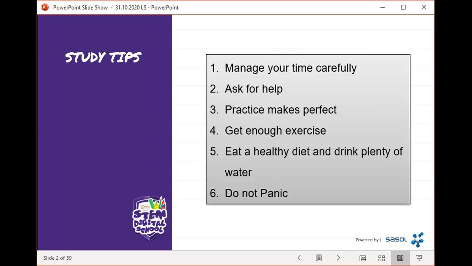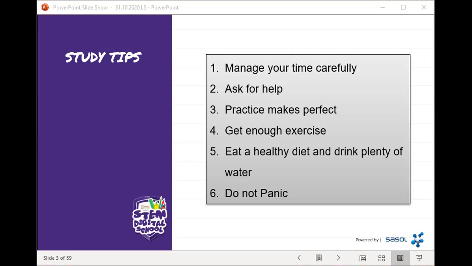All right. Just quick study tips. That's very important that you have good time management. Please do ask for help where you do not understand. If there's any topics, concepts, phenomena that you come across and you seem not to understand them, please do ask for help. Again, practice makes perfect.